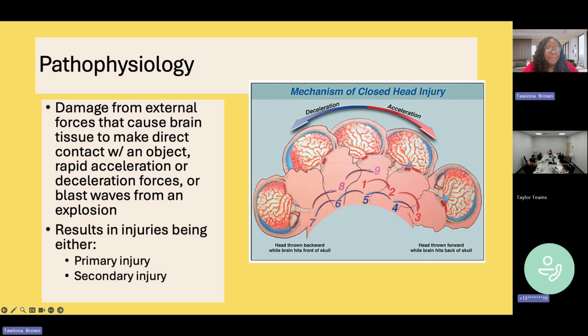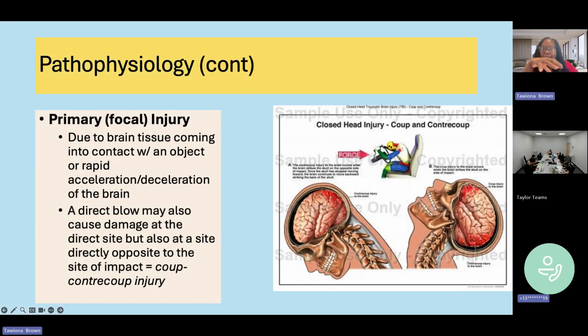When you have that primary injury, that's due to that parenchyma or that brain tissue going under trauma. So it's due to brain tissue coming into contact with an object. Most of the time, that's the skull, or it can be against something external. Okay. That's that rapid acceleration and deceleration of the brain that causes that initial trauma. So there's a direct blow that may also cause damage directly at the site, but then it's going to cause an issue at the back of the brain as well. That's the coup de contre coup component of that. Okay. So I'm just making sure that you're understanding that.